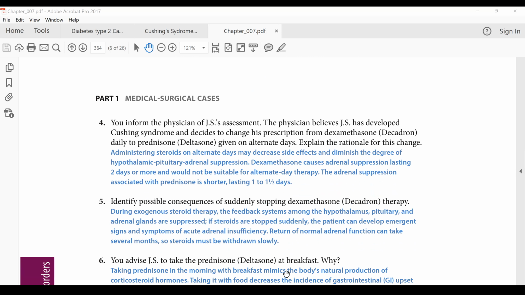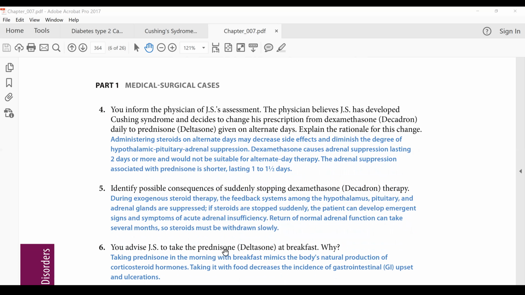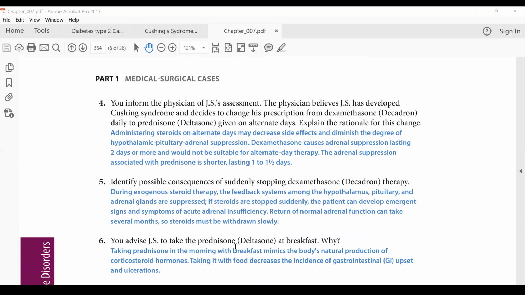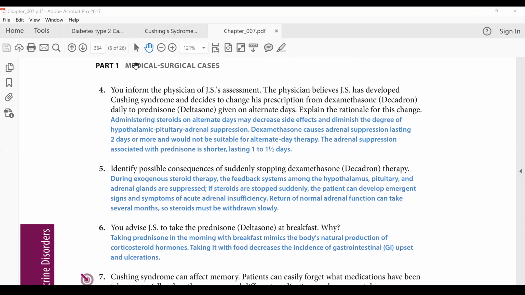So taking it in the morning mimics the body's natural production. Taking it with food decreases the incidence of GI upset, stomach upset and ulcerations, but you're going to get a burst of energy in the middle of the day. So that's the reason why you want to take it in the morning, because you don't want to take it in the evening or in the afternoon. You'll be up all night. So someone said, can't sleep.